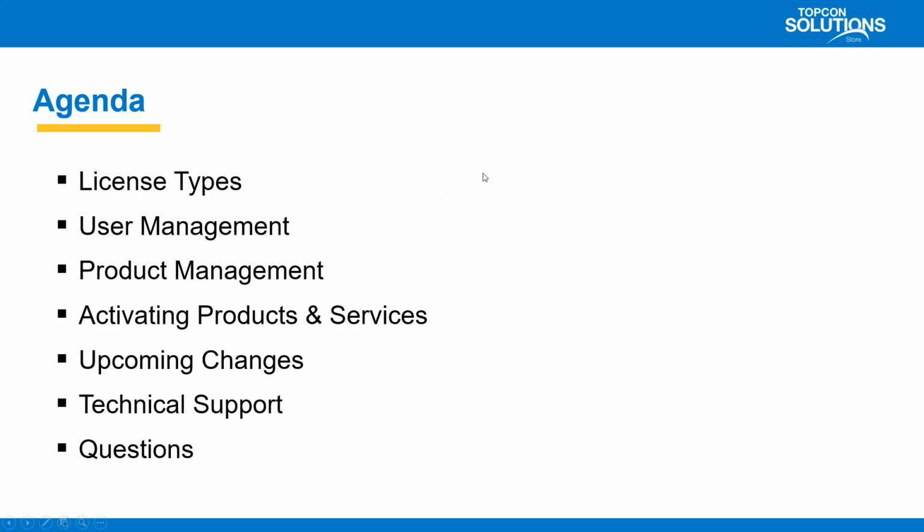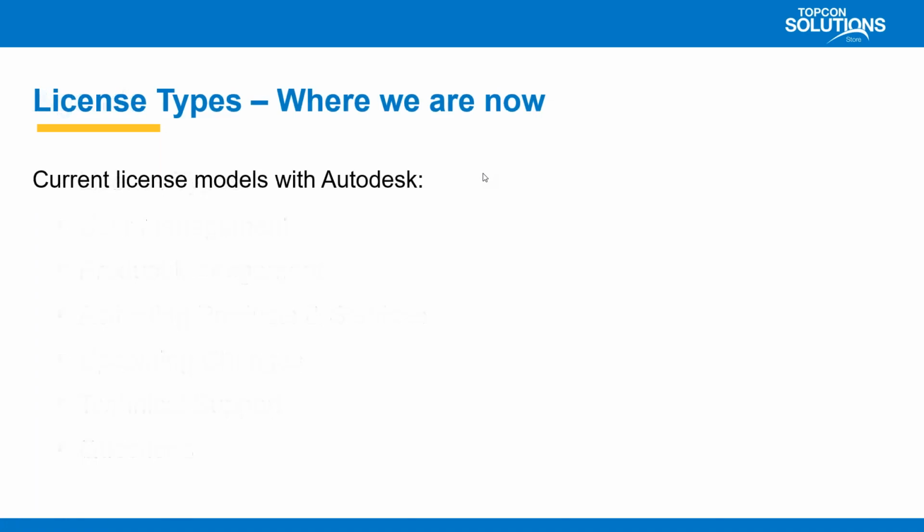We'll jump right into license types. So where are we now? The current license models with Autodesk fall under one of three categories. We have our single user subscription. This essentially came along and replaced our standalone from our old maintenance and perpetual plans.